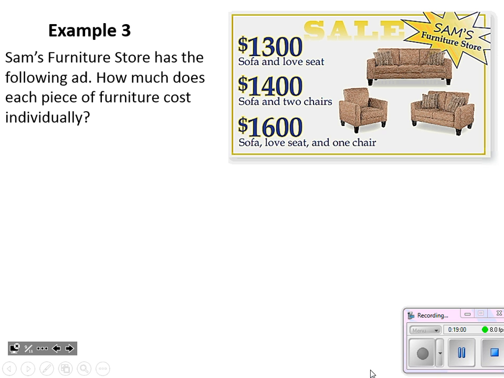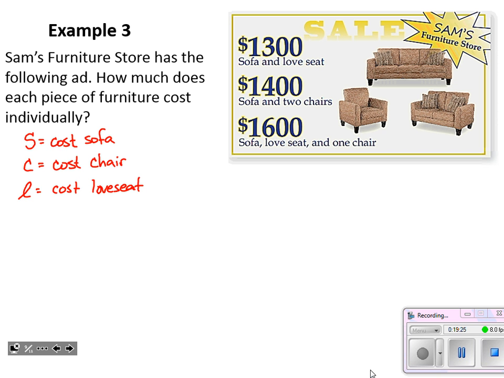I'm trying to find the cost of a sofa. So S equals cost for the sofa. I want to find the chair. So C equals the cost of a chair. And then L equals the cost of the love seat. Okay, and we've all heard ads like this on the radio before, but this is kind of cool that we could sit down and actually figure out what each piece of furniture costs based on some different combinations.